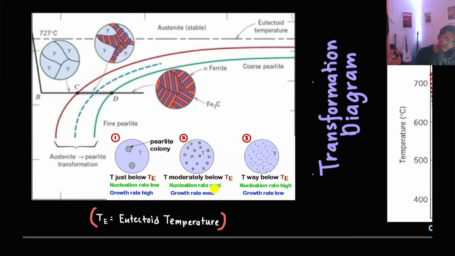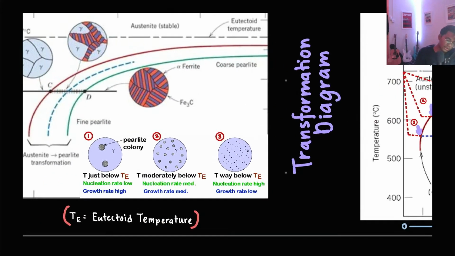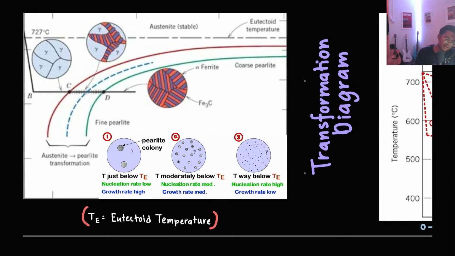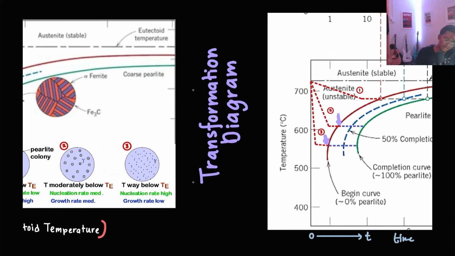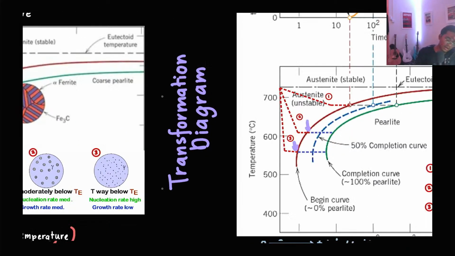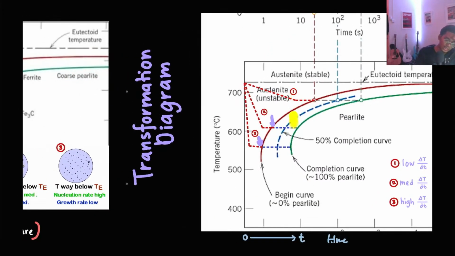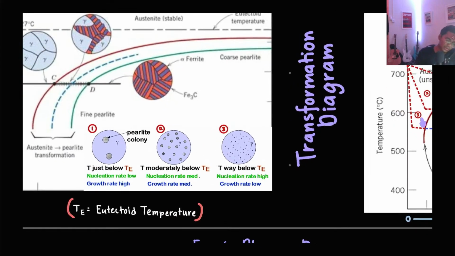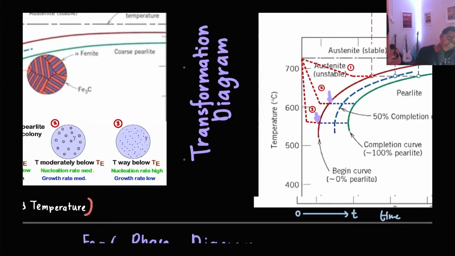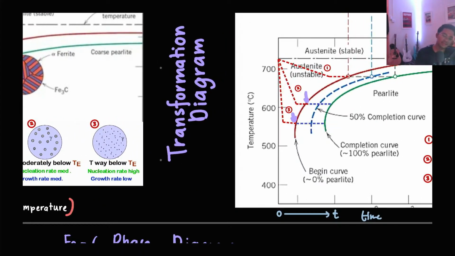The second cooling rate is moderately below TE. This is how we compare. Just imagine you have another isothermal temperature which is much lower than the eutectoid temperature. The nucleation rate is medium and the growth rate is medium. If you have a very drastic cooling, you would have a very big difference in temperature.